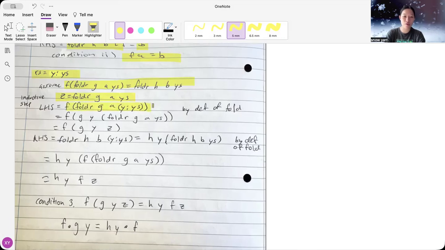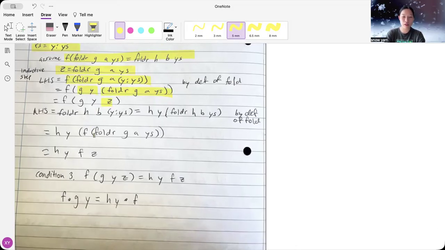And by definition of fold, we can apply it to g of y in the front and then the remainder of the fold. And then because we defined Z conveniently to be this, we're just going to replace this by Z so that it seems a bit shorter. And on the right-hand side, we have this thing over here. We can apply the definition of fold as well to the first part. So we have h y and then fold r, the remainder.